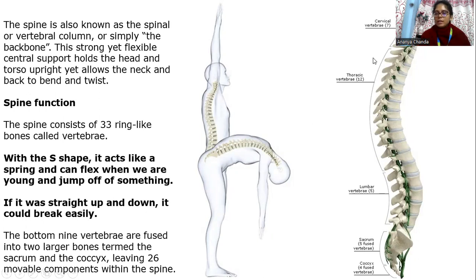So here we can see in this diagram. There is the cervical vertebrae, which is composed of 7 bones, thoracic vertebrae, which is composed of 12 bones, lumbar vertebrae, composed of 5 bones, sacrum vertebrae, which is fused from 5 bones, and coccyx, which is 4 bones.